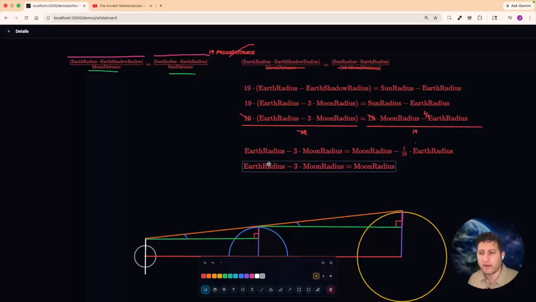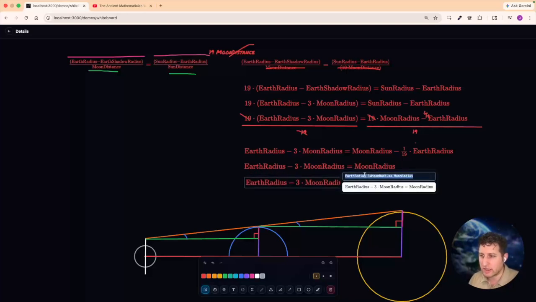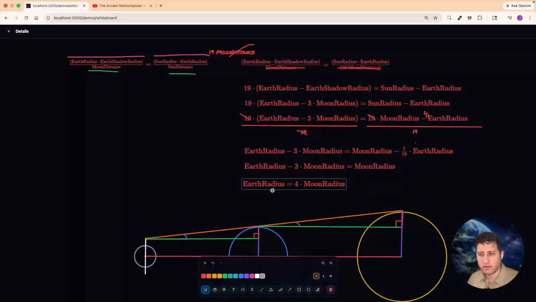And then it becomes very easy to solve this, right? You can just add 3 moon radius to either side, and you can essentially just say the Earth radius is equal to 4 moon radius. And one thing that's kind of cool here is that now Aristarchus can figure out the moon's radius if he knows the Earth radius or vice versa. If he knows how big the Earth is, he can just divide it by 4, and that's how big the moon is. He also can figure out the Earth's shadow.